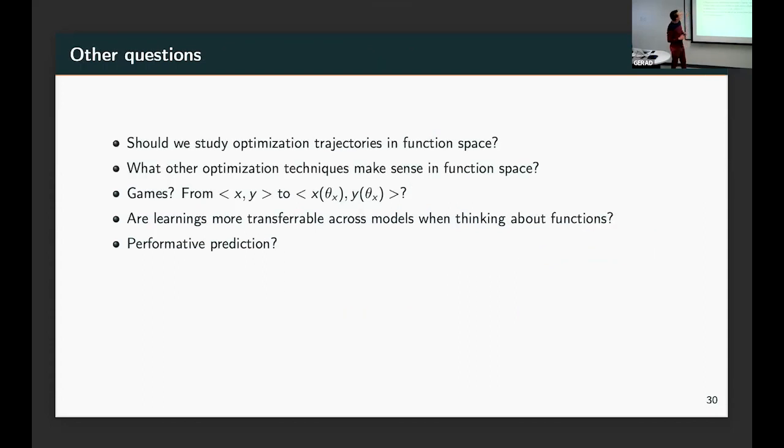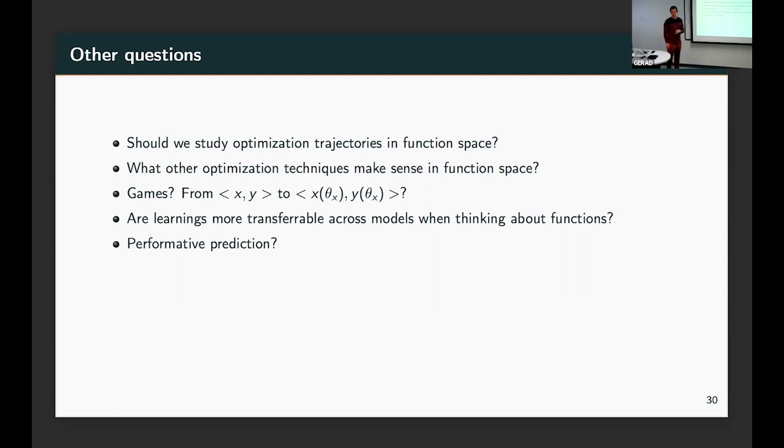Okay. Yeah, other questions. So yeah, should we study optimization trajectories in function space? There's a bunch of papers in machine learning asking what the optimization looks like, and they look from the parameter space. Like, do my parameters live in a low dimensional subspace? I think it's fine. But if you have two models of different nature with different sets of parameters, you have no way of comparing what they do. Whereas if you compare in function space, because they have the same output, then suddenly you can compare these trajectories in function space.